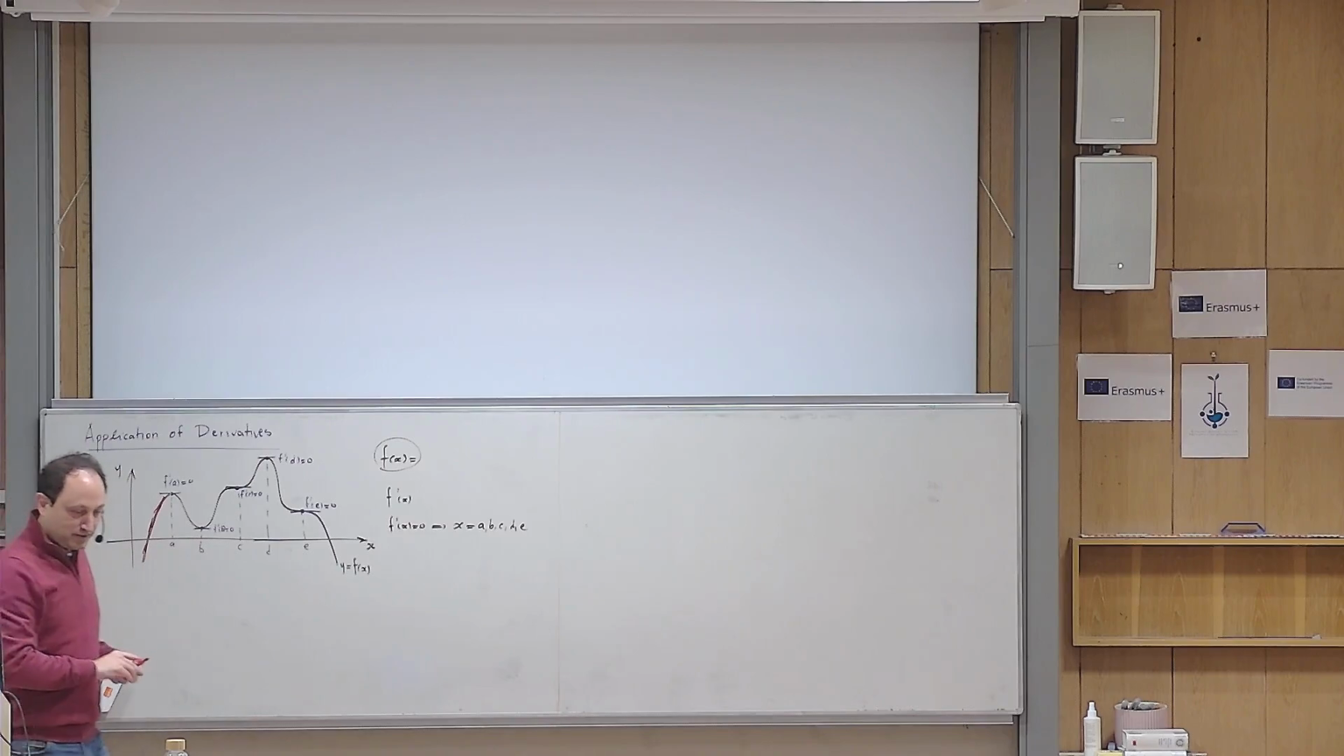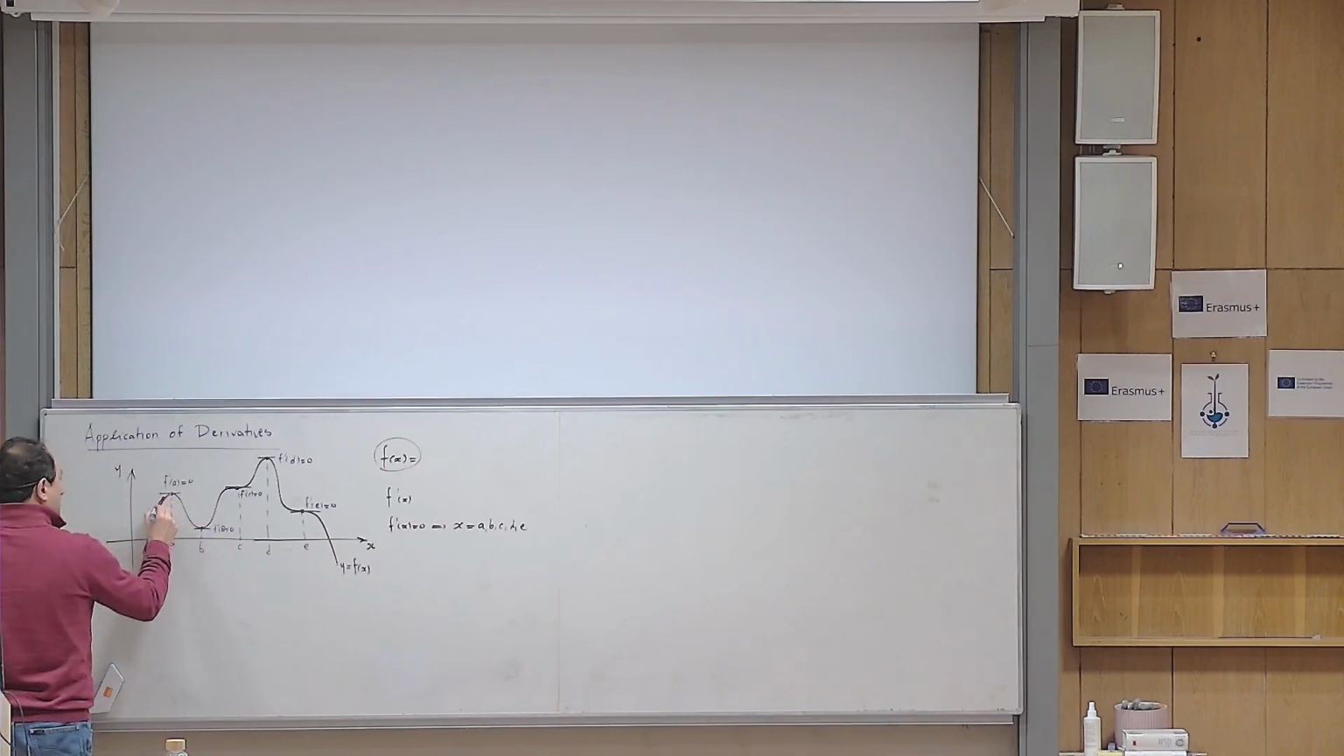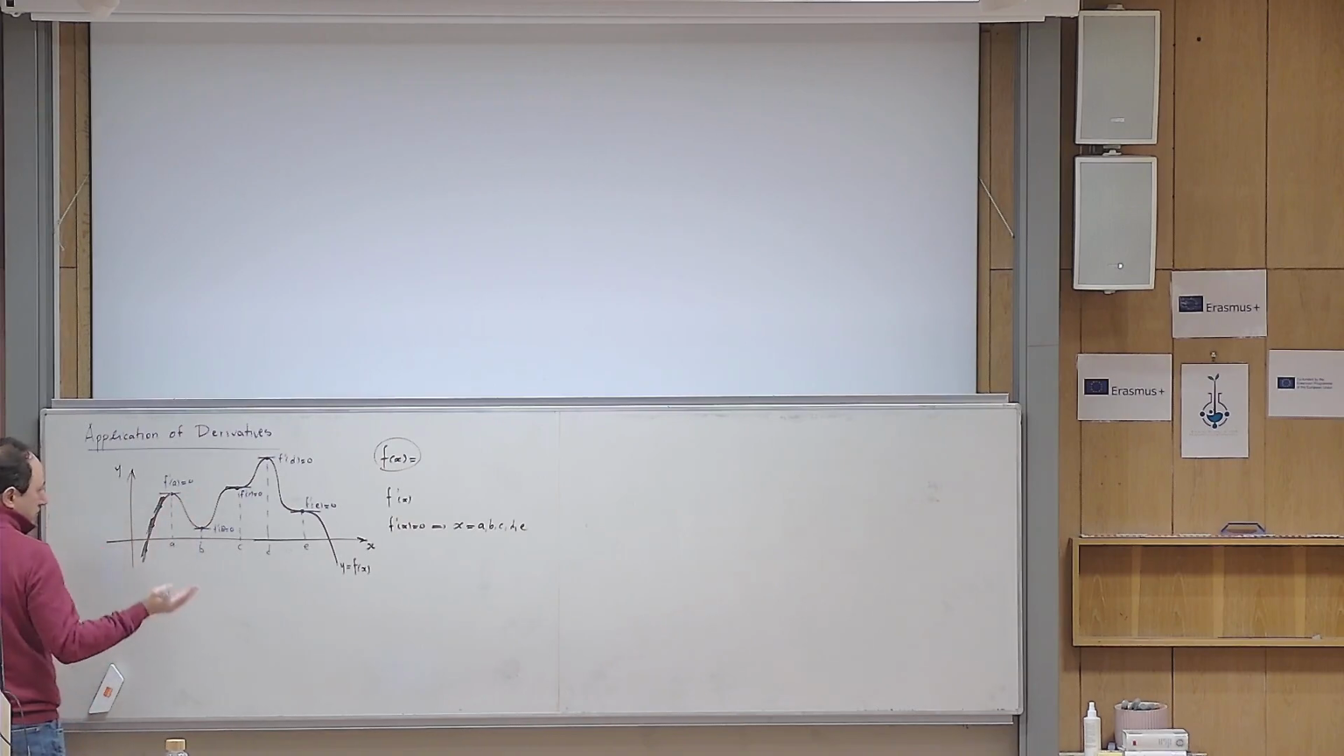The tangent lines are not visible. Let me make them with a different color. So this is the tangent line. This is the tangent line. This is the tangent line. Of course, these tangent lines are all different in general, but they have one thing in common. What is that one thing? If it is the increasing part, they have one thing in common.